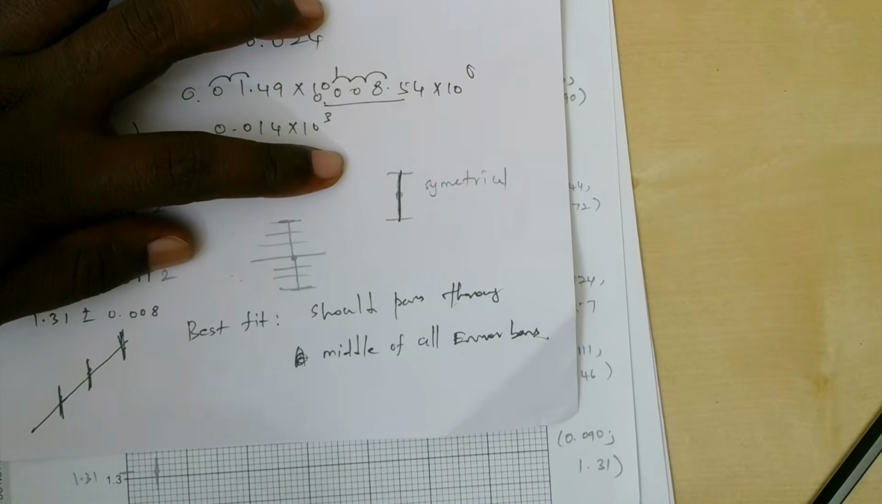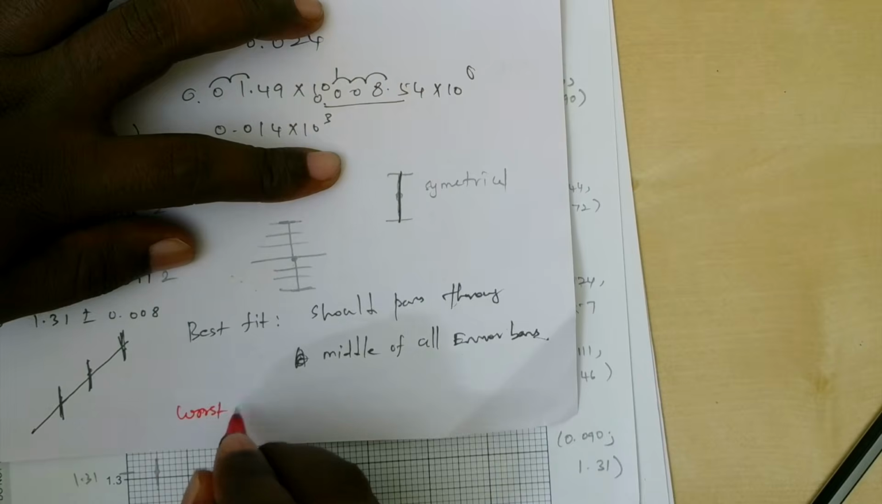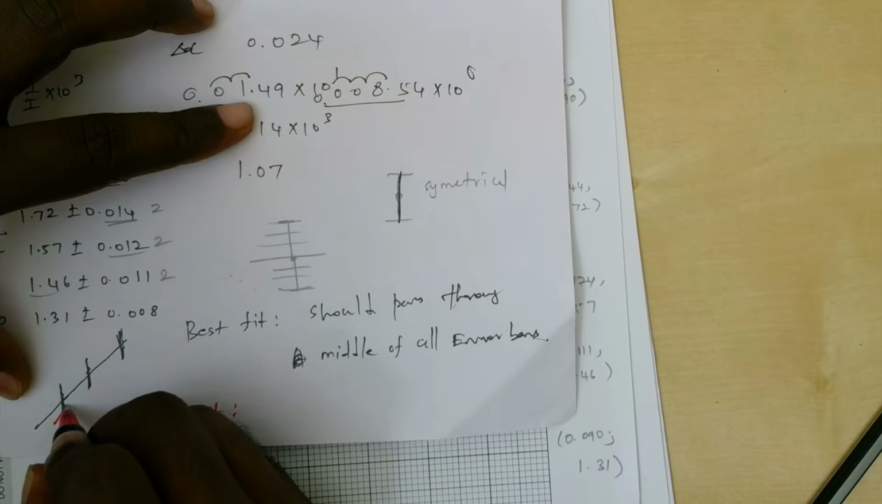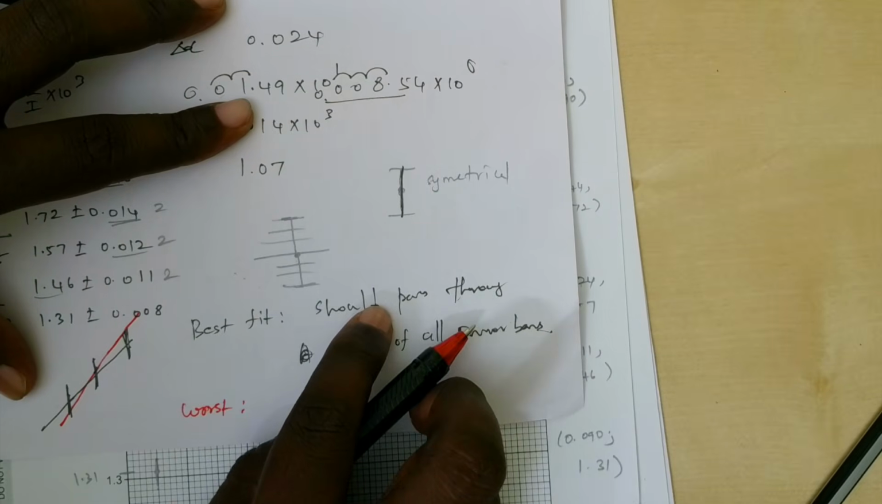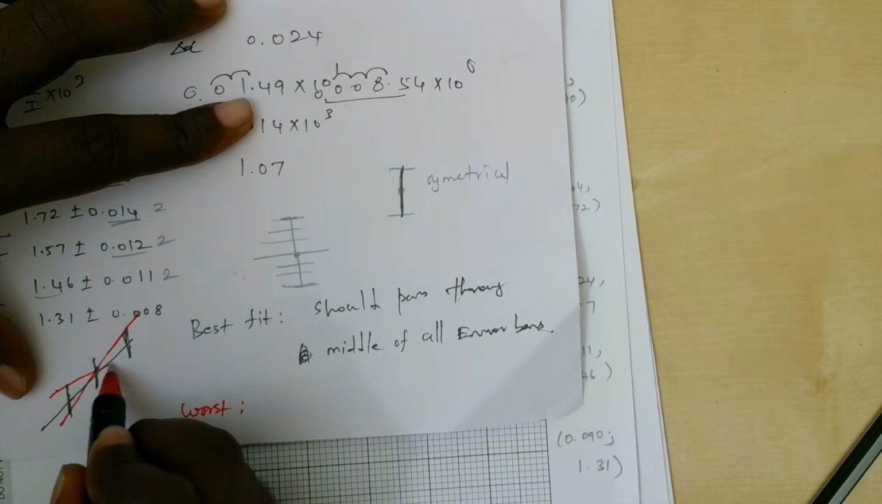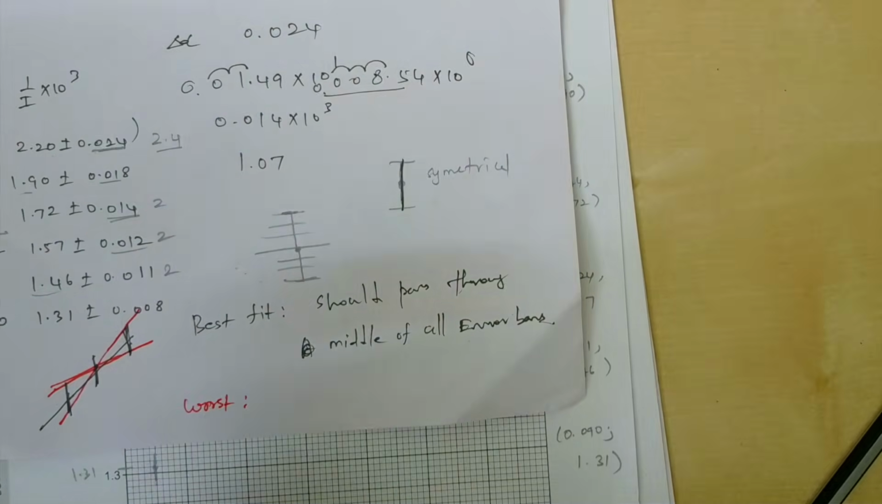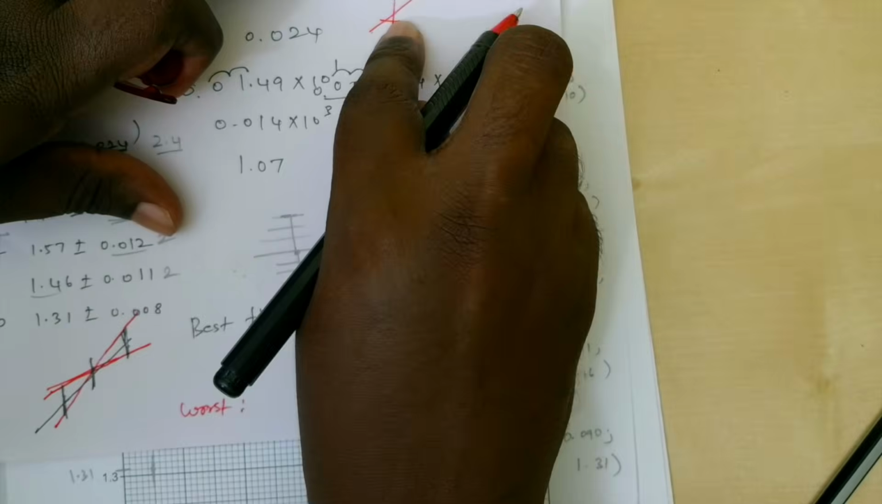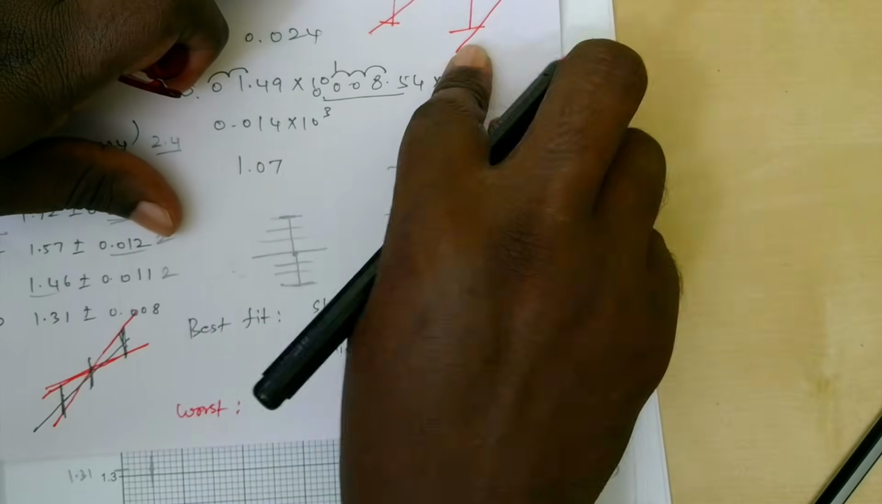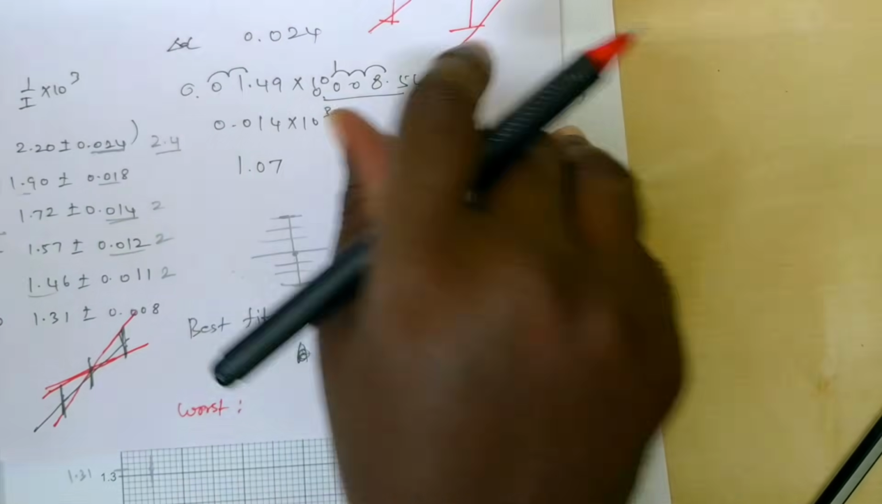Now the worst fit goes from the bottom of the error bar of the bottom point to the top of the error bar in the top point, or the top of the error bar in the bottom point to the bottom of the error bar in the top point. So this will cross. If it goes like this, touching the stem, it's fine. But if it goes like this, it's not fine. It should touch the error bar.